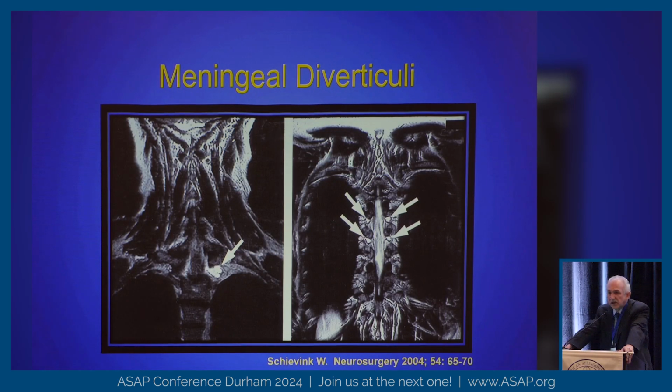Oftentimes, EDS patients can get these meningeal diverticuli, which are shown by the arrows on the slide. And oftentimes these can leak. You can have venodural fistulas that occur with these as well, which predisposes obviously to orthostatic headaches. So the classic kind of headache they get are headaches that are worse when you stand up and better when you lie down.